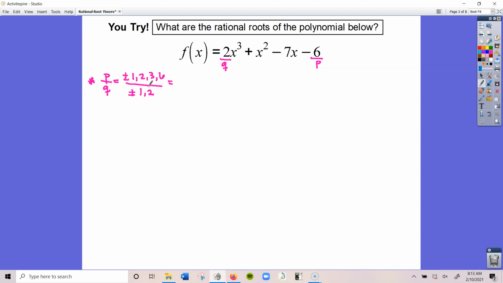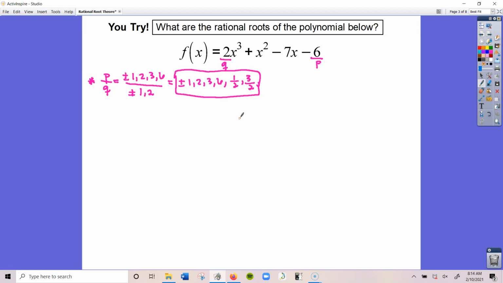Now when you have multiple factors of Q, then when you're writing out your list, you take all of the factors of P and divide it by the first factor of Q. So 1, 2, 3, 6 divided by 1 is just 1, 2, 3, and 6. And then you also have to divide it by the second factor of Q, which is 2. 1 divided by 2 is 1/2. 2 divided by 2 is 1, which is already on my list. 3 divided by 2 is 3/2. And 6 divided by 2 is 3, which is already on my list. So these are all of my possible factors for this particular polynomial.